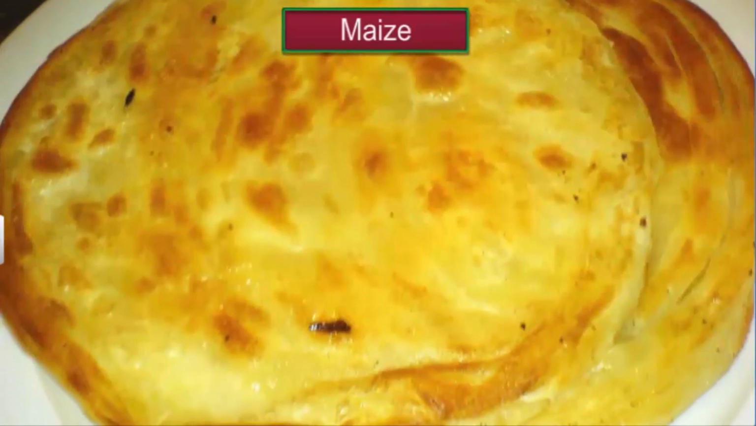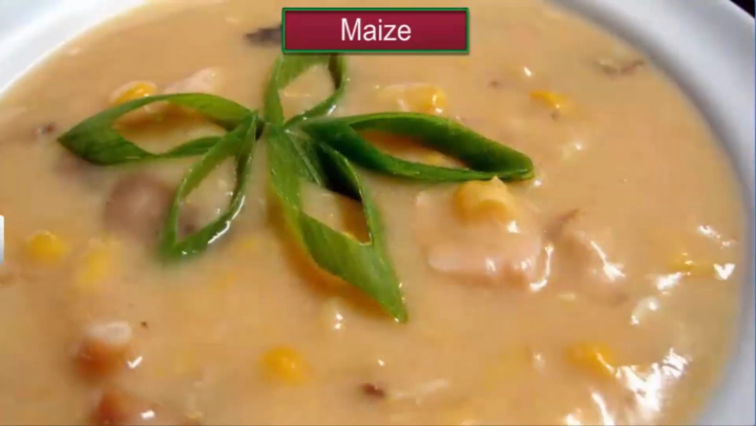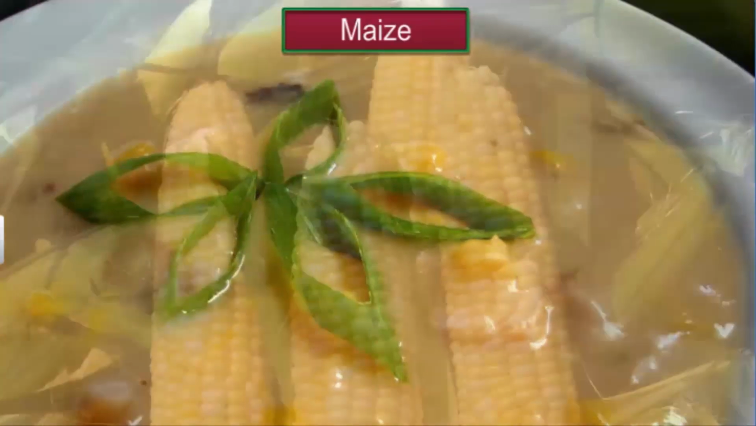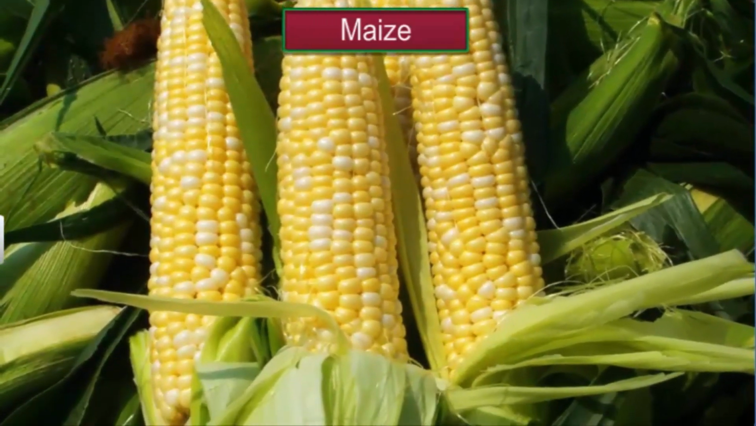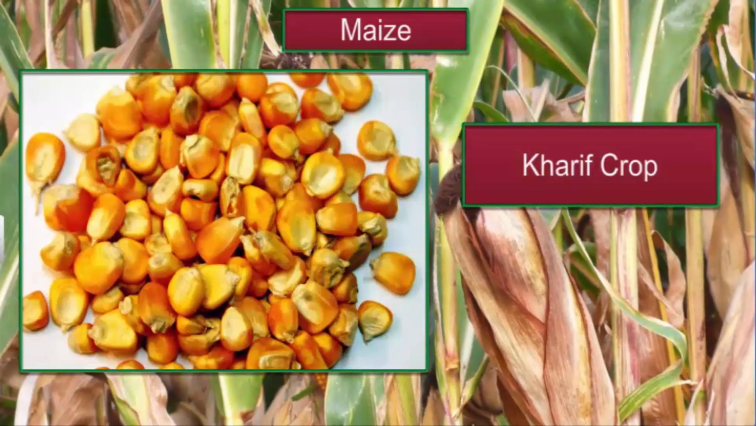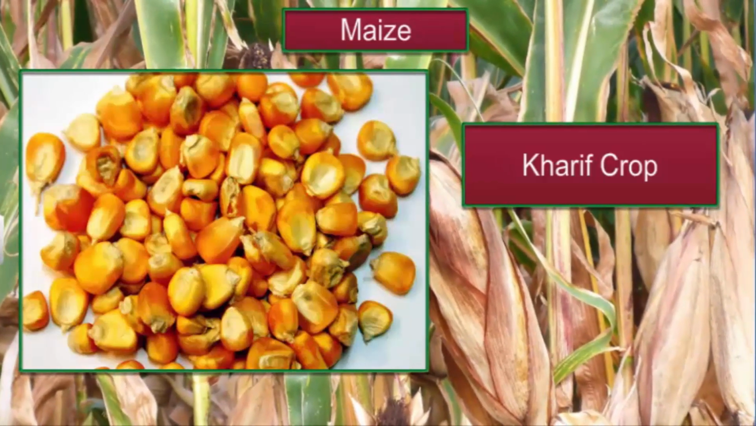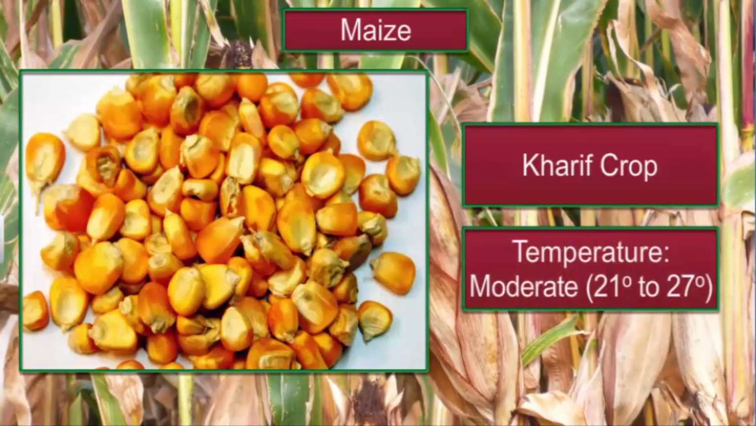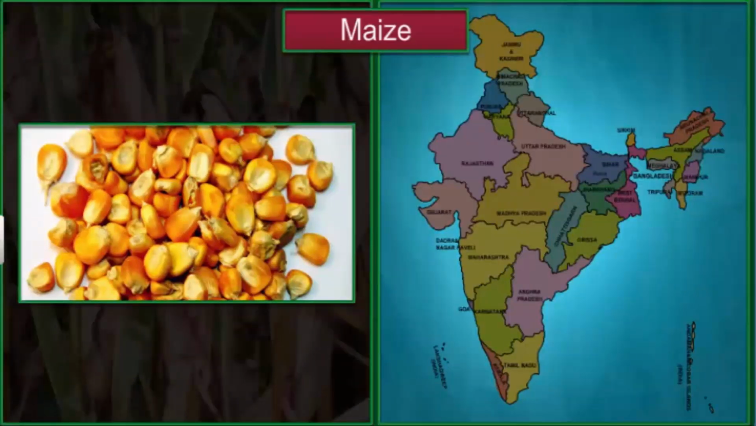What do makki di rotis from Punjab, the cereal flakes you eat for breakfast, and the sweet corn soup in a Chinese restaurant have in common? The main ingredient in all these dishes is maize or corn. Maize is majorly a Kharif crop, though it is also grown in the Rabi season in some parts of Bihar. Maize grows well in old alluvial soils at moderate temperature from 21 to 27 degrees Celsius. The major maize-producing states in India are Karnataka, Uttar Pradesh, Bihar, Andhra Pradesh, and Madhya Pradesh.